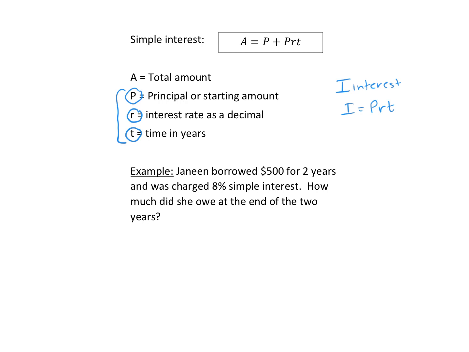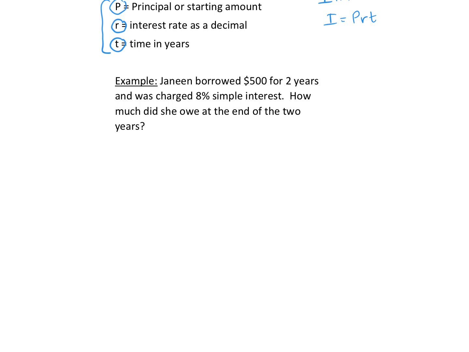You'll notice that the final amount is the starting amount, and then you add the interest on. So if you want the final amount, you have to add the original amount on. So, for example, if Janine borrowed $500 for 2 years and was charged 8% simple interest, how much did she owe at the end of the 2 years?